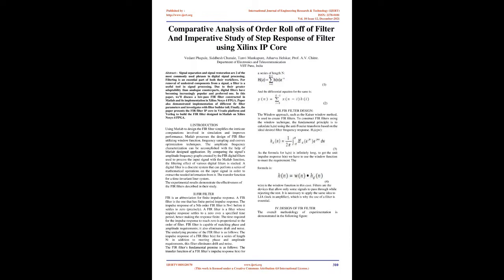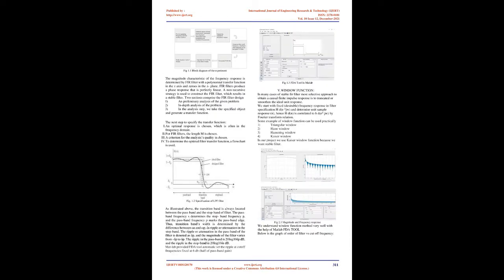2. FIR filter. FIR is an abbreviation for finite impulse response. A FIR filter is one that has a finite-period impulse response. The impulse response of an nth order FIR filter is n+1 samples long before it settles to 0. Precisely, a FIR filter is a filter whose impulse response settles to 0 over a specified time period, hence making the response finite. The time required for the impulse response to reach 0 is proportional to the order of the filter. A FIR filter is capable of matching phase and amplitude requirements. It also eliminates drift and noise.